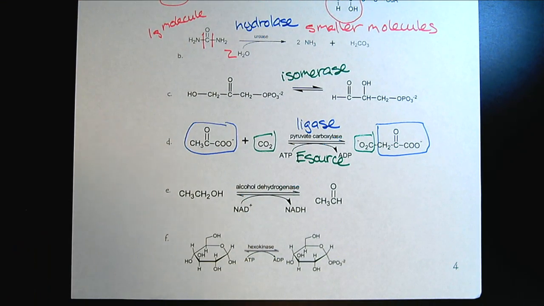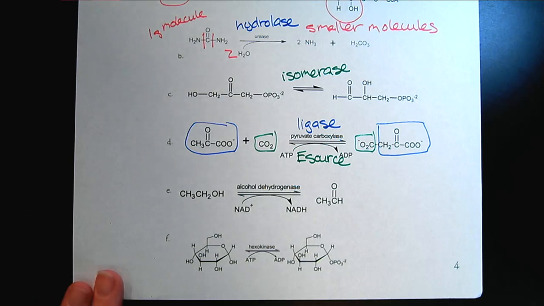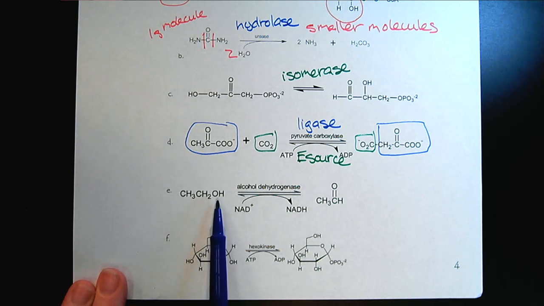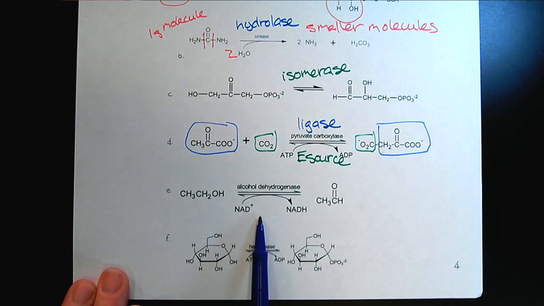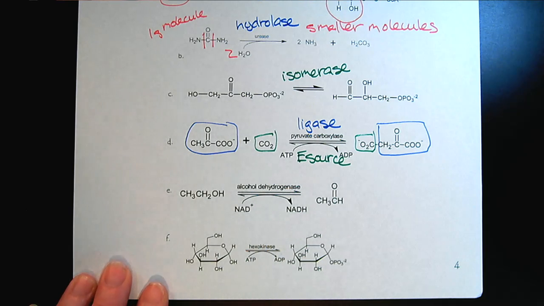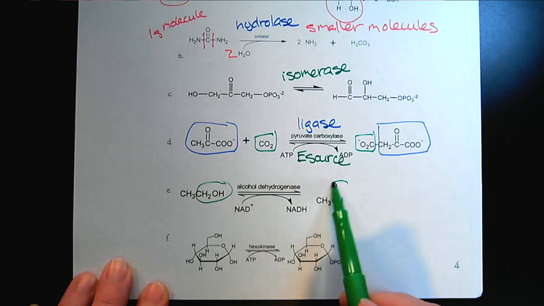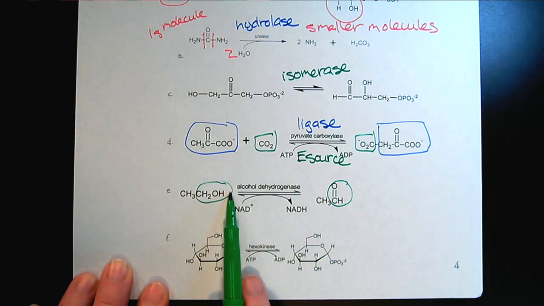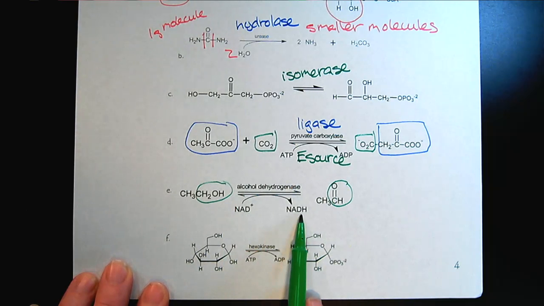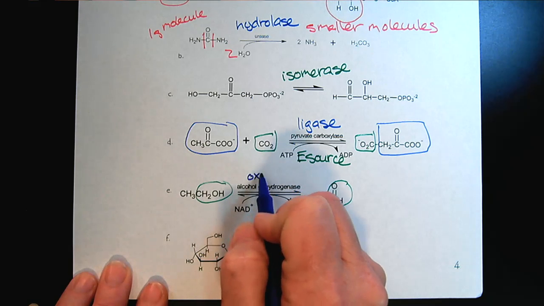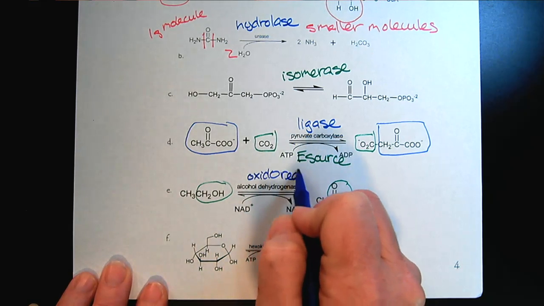Let's look at reaction E. We start here, we have a 2-carbon chain with an alcohol. Whoa, there's our coenzyme. We pretty much already know what this is going to be, but let's follow up, right? We go from an alcohol to an aldehyde. So we have oxidation and we have reduction. So this would be an example of an oxidoreductase.